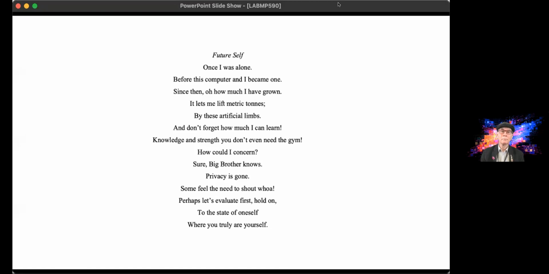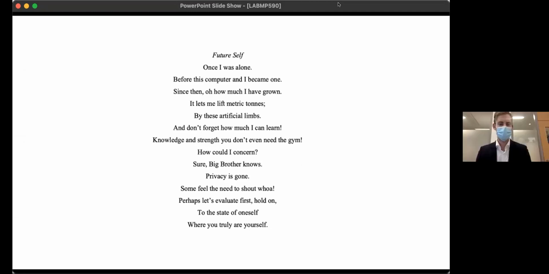Future Self. Once I was alone, before this computer and I became one. Since then, oh, how much I have grown. It lets me lift metric tons by these artificial limbs. And don't forget how much I can learn. Knowledge and strength, you don't even need the gym. How could I concern? Sure, Big Brother knows, privacy is gone. Some feel the need to shout, whoa! Perhaps let's evaluate first. Hold on to the state of oneself, where you truly are yourself.